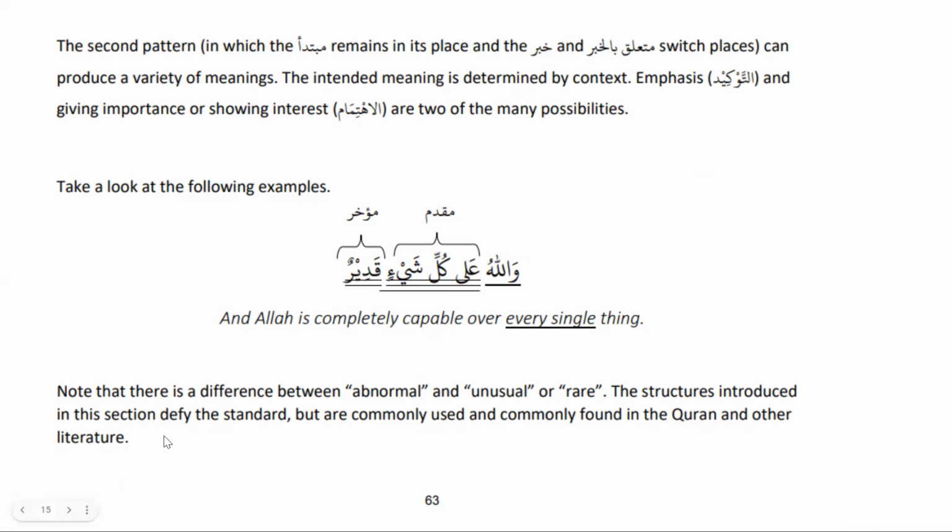So there's an emphasis. Note there's a difference between abnormal and unusual or rare. The structures introduced in this section defy the standard but are commonly used and commonly found in the Quran and other literature. So these two different patterns that we learned today are unusual, like they are not the typical sequence, but they are common. We commonly find these patterns in the Quran. Okay.